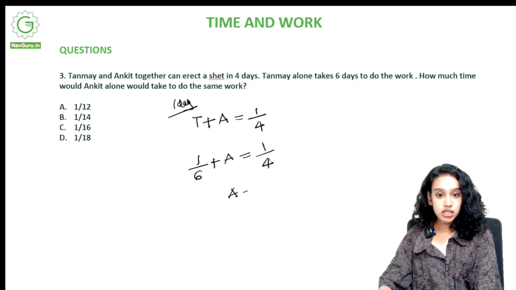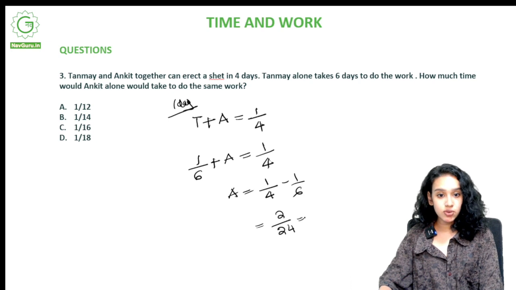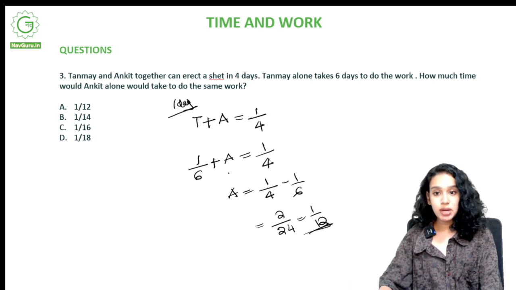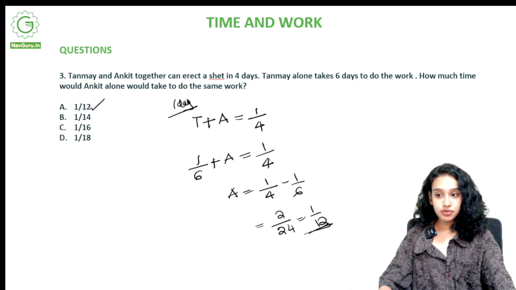So Ankit's work is equal to 1/4 minus 1/6. That is (6 minus 4) over 24, which is 2/24. That is 1/12. So 12 days is the time taken by Ankit to do the work alone.